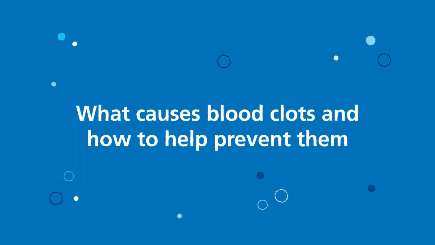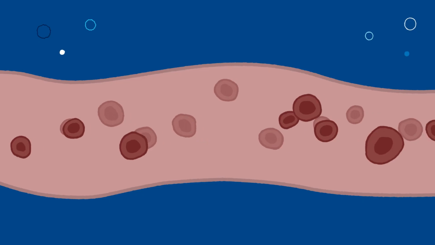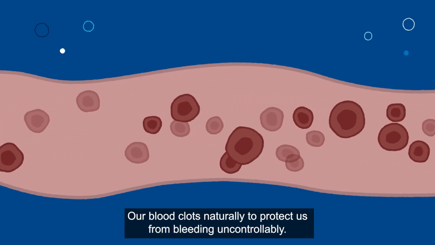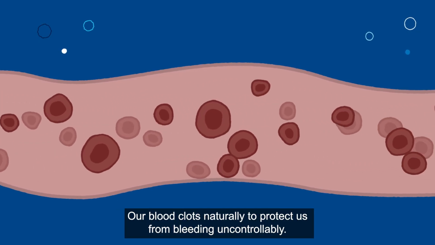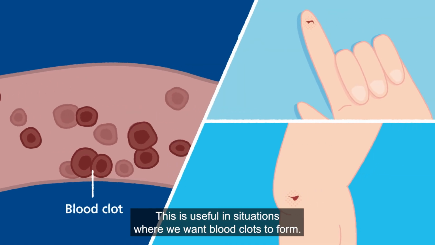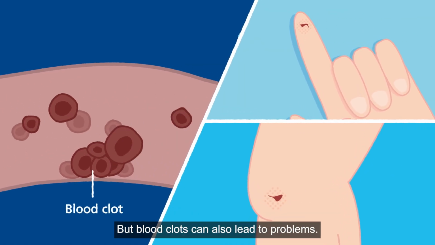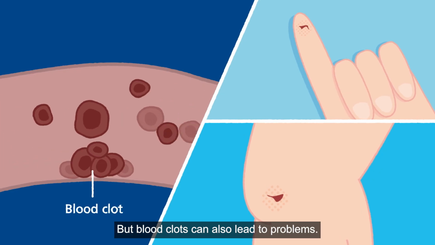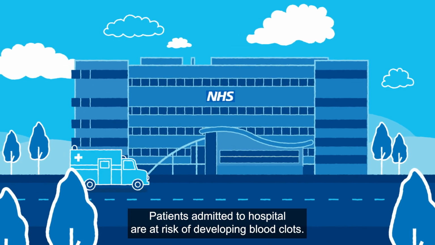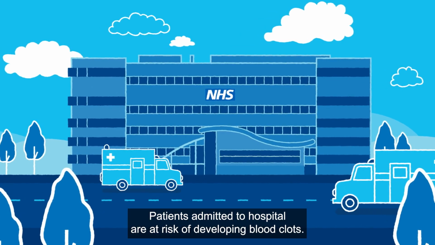What causes blood clots and how to help prevent them? Our blood clots naturally to protect us from bleeding uncontrollably. This is useful in situations where we want blood clots to form, but blood clots can also lead to problems. Patients admitted to hospital are at risk of developing blood clots.